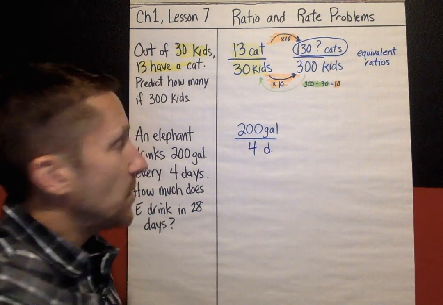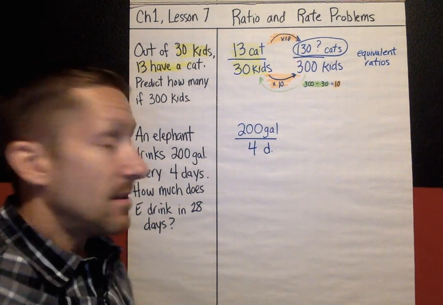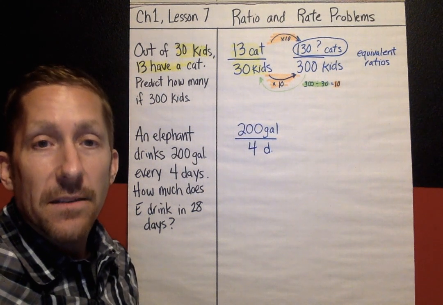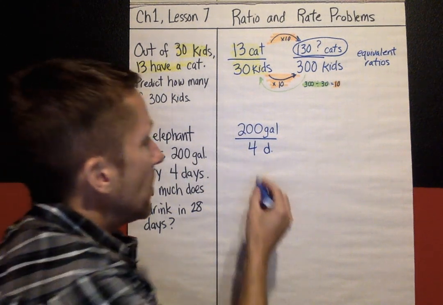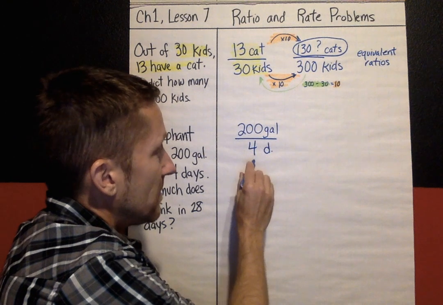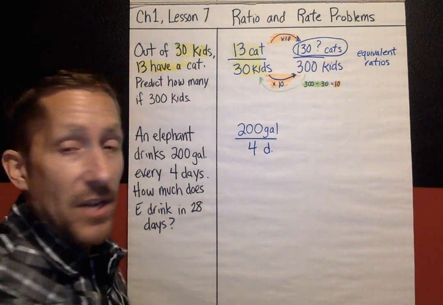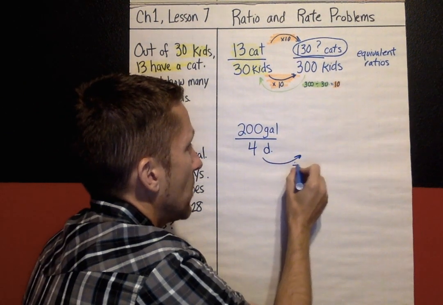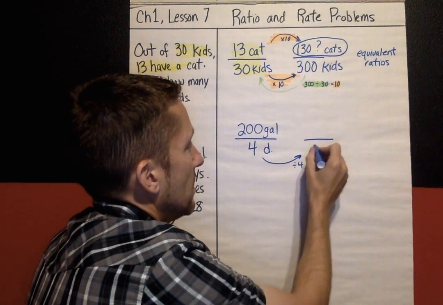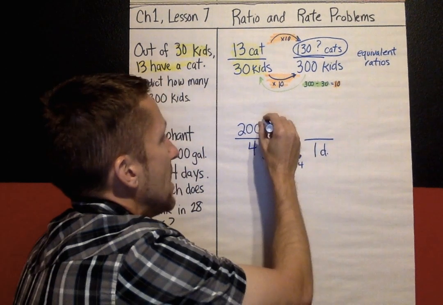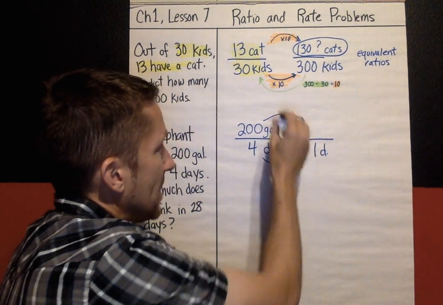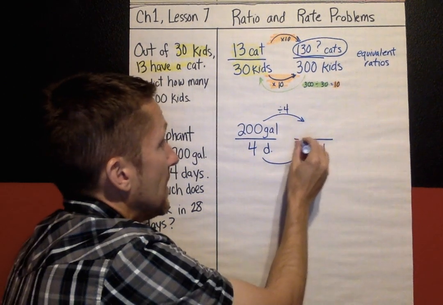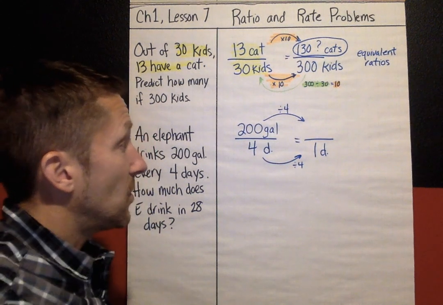I could change this into a unit rate. Remember that a unit rate, this is not a unit rate because it's something to 4. A unit rate is something to 1. Whatever my denominator is, I divide it by that number to change a rate into a unit rate. So 4 divided by 4, that's going to give me 1 day. And whatever I'm dividing by or multiplying by here, I must do the same thing in order to keep the ratio equal.